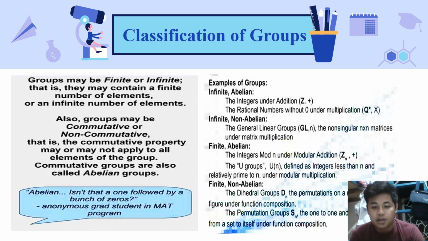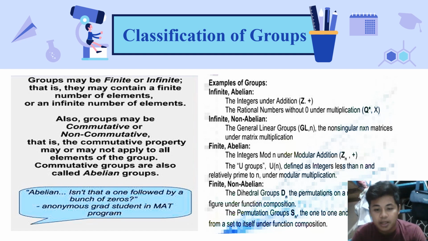Finite and abelian: the integers mod n under modular addition. For example, Z5, which is 0, 1, 2, 3, 4, in the table that we got. You can get the examples here. The U groups, U(n), defined as the integers less than n and relatively prime to n under modular multiplication.